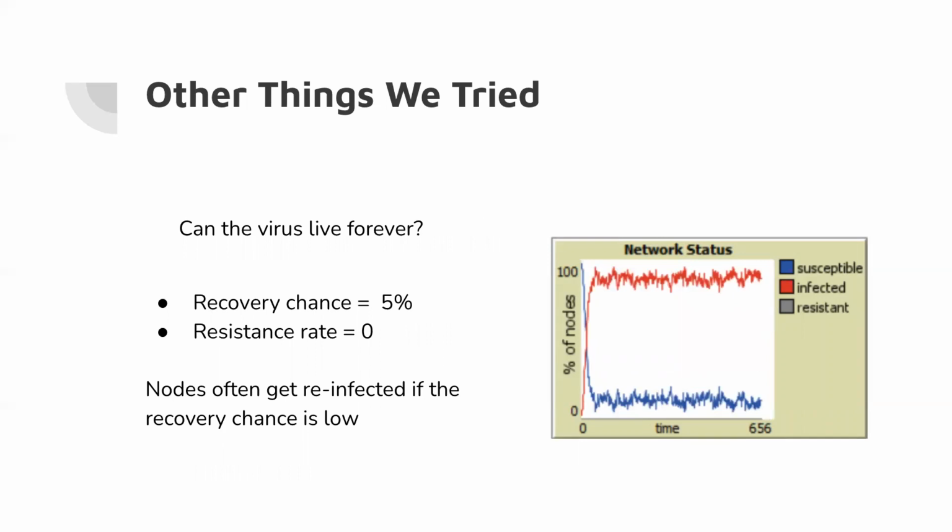It also asks if it could live forever as long as the chance of recovery is over 0. The graph that we have here shows a resistance rate of 0, a high spread rate, and a 5% recovery rate. Now, it appears that the virus can live forever if there are enough hosts, a low rate of recovery, and a high chance of spreading. And it's almost impossible for the node not to get infected again.